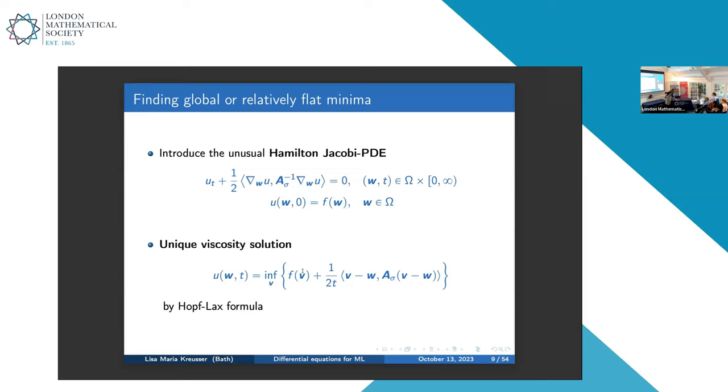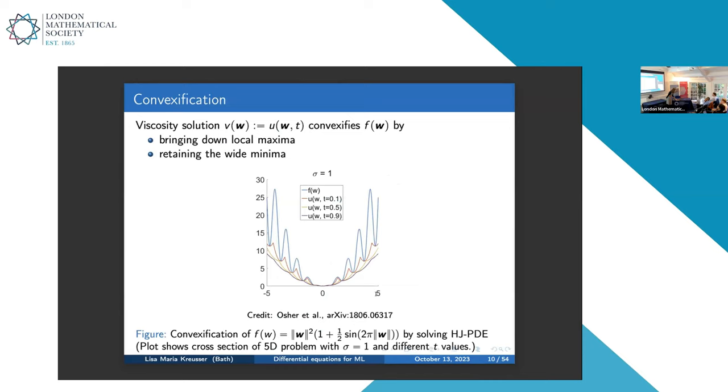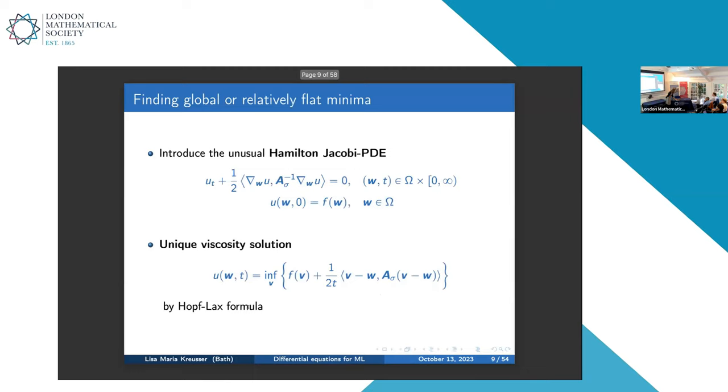And if one writes down an appropriate scheme to achieve this, then it turns out that this will be strongly related to the Laplacian smoothing gradient descent scheme, which I'm going to introduce afterwards. But first, let's have a short look at how to actually interpret this unique viscosity solution, which we're obtaining here, to get a better visual idea of what's going on.